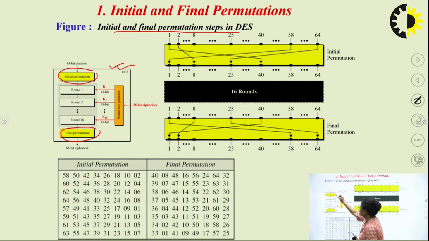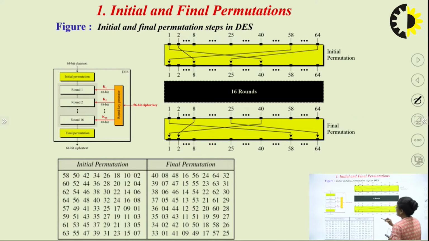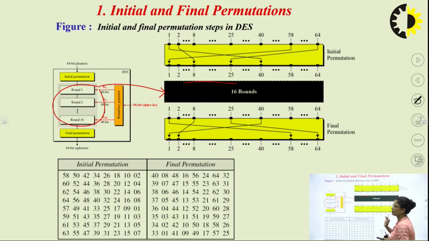Now let us come to this stage, initial and final permutation. As I told you, in the block diagram the input to each block is a 64-bit plain text. We are taking the entire 16 rounds as a black box here, because our focus is not on the rounds now, it is on the permutations. The input to this round comes from the initial permutation, and the output from this round goes to the final permutation. So our focus right now is on the initial and the final permutation.